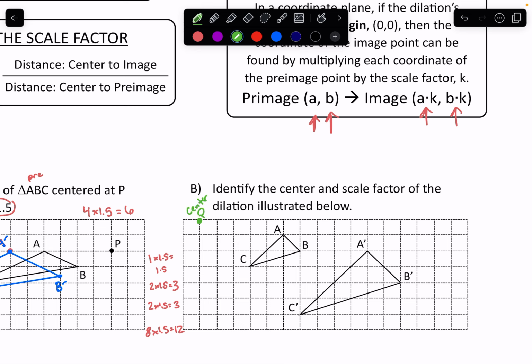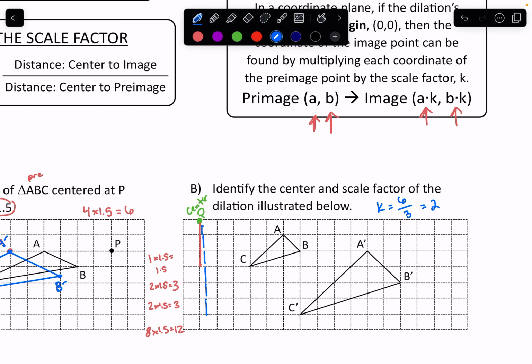Now to figure out my scale, I need to know, instead of just going from here to C, how much farther do I need to go to get to C prime? So to get to C, I go down 1, 2, 3. But to get to C prime, I go down 1, 2, 3, 4, 5, 6. So K is equal to the distance to the image, 6, divided by the distance to the original, 3, which equals 2.